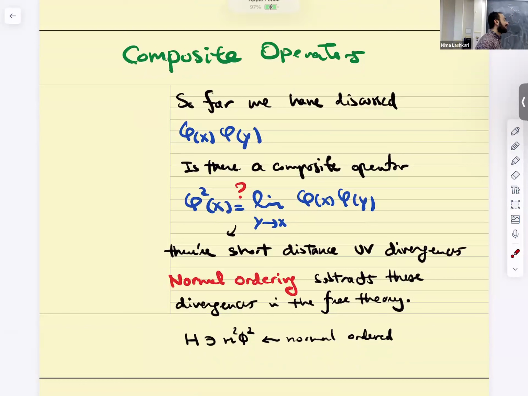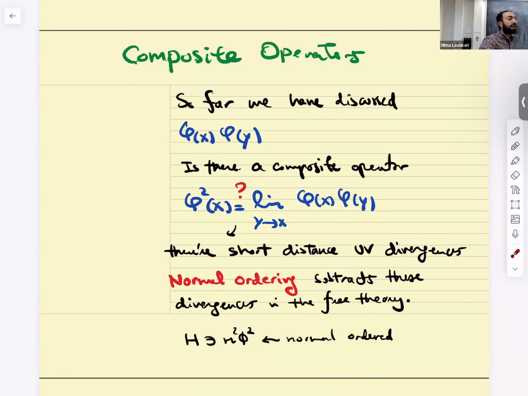This is something that I think is a topic very dear to my heart. So far in quantum field theory, we've been talking about the 2-point functions, 3-point functions, phi of x, phi of y, and things like that. But what happens if you try to define phi squared of x, taking the limit of y going to x of phi x, phi y? You have already dealt with this.